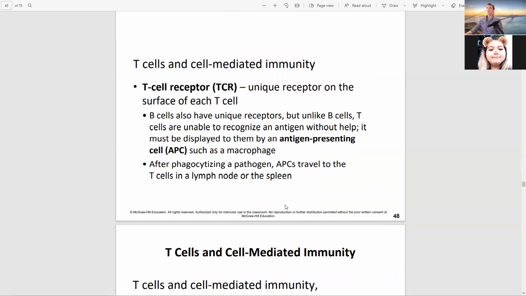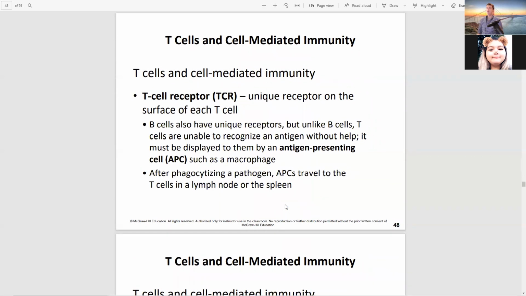So, T cells and cell-mediated immunity. T cell receptors are unique receptors on the surface of each T cell. B cells also have unique receptors, but unlike B cells, T cells are unable to recognize an antigen without help. It must be displayed to them by an antigen presenting cell, or an APC, such as a macrophage. After phagocytizing a pathogen, APCs travel to the T cells in a lymph node or the spleen.